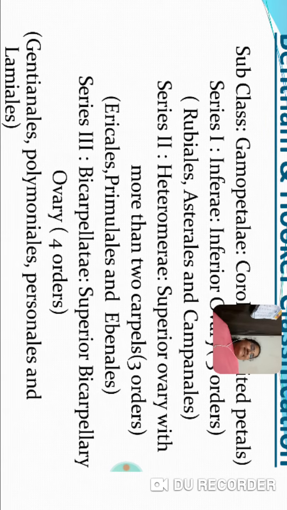And then the second series is known as Heteromerae. This series has a superior ovary, and along with the superior ovary, it also has more than 2 carpels. Now what are carpels? Carpels means the partitions of the ovary, the fragments of the ovary. So here the Heteromerae consists of the superior ovary along with more than 2 carpels, and this Heteromerae consists of 3 orders, namely Ericalis, Primulalis and Ebenalis.